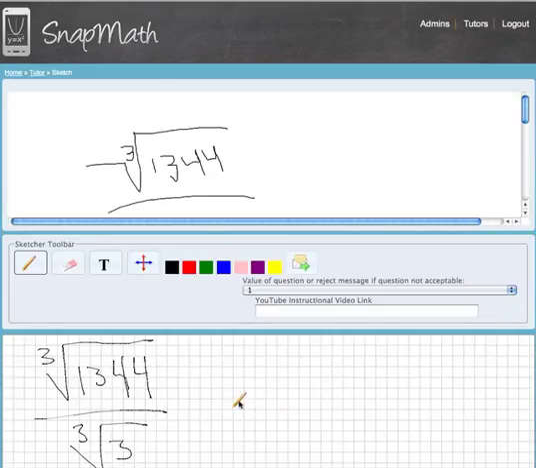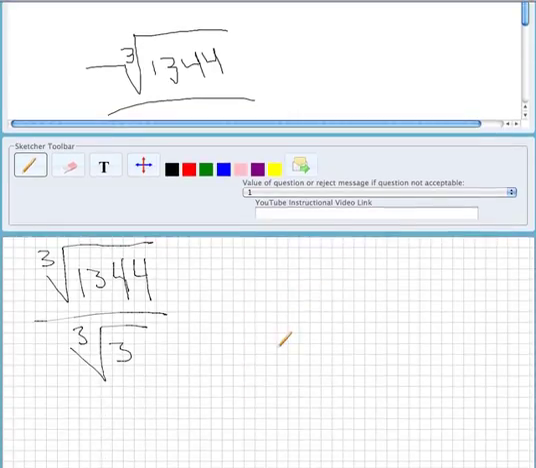We're simplifying this fraction with the radicals. But the first thing we want to do is make a factor tree of 1344. And what we get is, we're going to divide it by 2 because it's an even number. And that's a 672. And then we're going to divide it by 2 again.